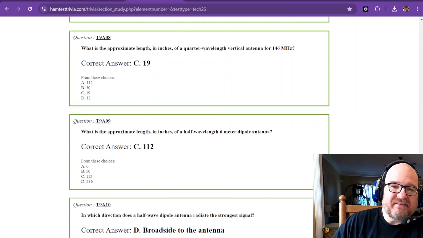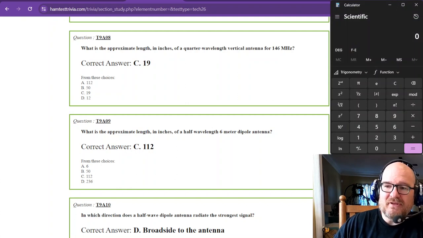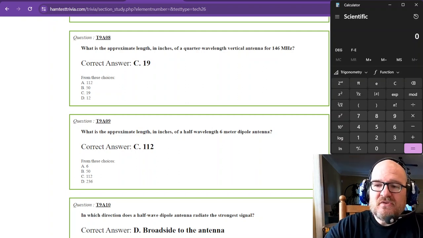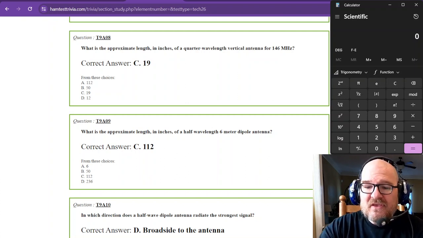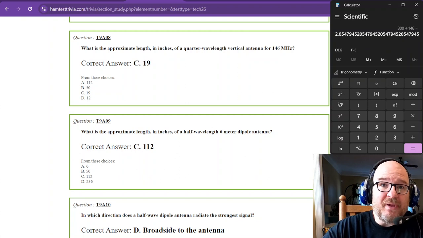You can just memorize these two answers fairly easily, but if you get into building antennas, you're going to want to know a couple of formulas. The first formula is going to be 300 divided by the frequency in megahertz, and I'm going to show you what that's going to do. You know what the meters is for 146 megahertz, right? That falls into the 2 meter band. So if you do 300 divided by 146, notice that my answer comes out to about 2 meters.